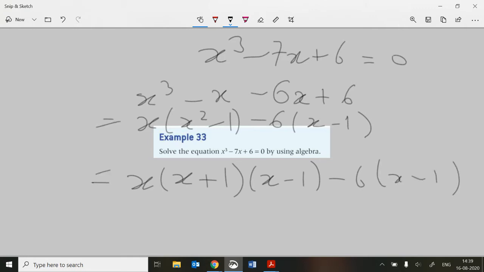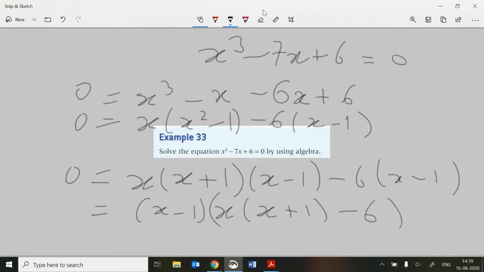Obviously, all of these things are equal, and obviously, this is equal to 0 as well. I'm kind of missing that. Sorry about that. It's equal to 0. Let's just make it complete for the examiner. And now we can see that we can factorize out x minus 1 here. So we've now got x minus 1 lots of x plus 1, and minus 6. So we've got this amount of x minus 1, and we've got minus 6 lots of x minus 1. We factorized out this term in both of those cases. Now we can simplify this.